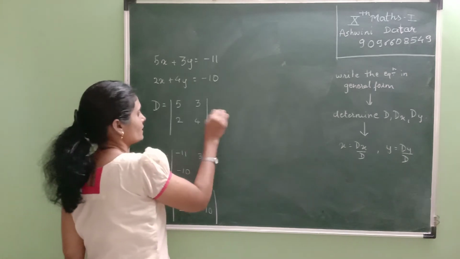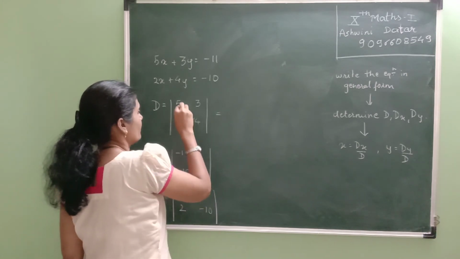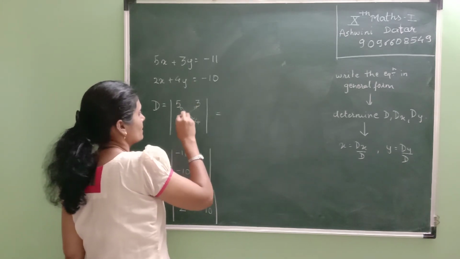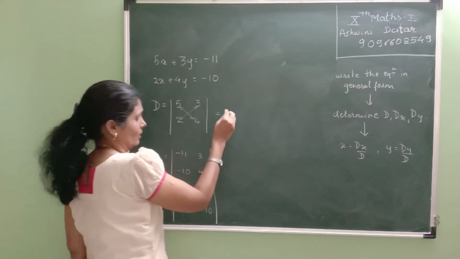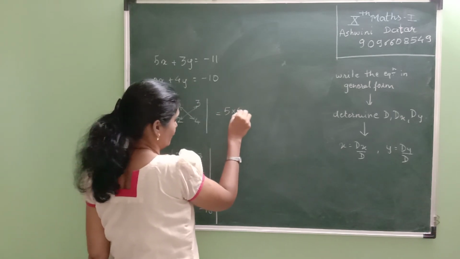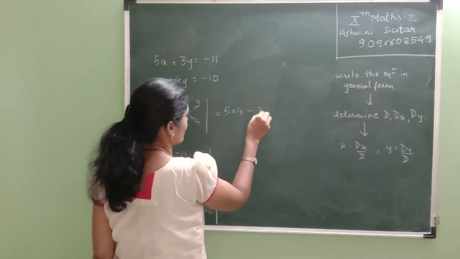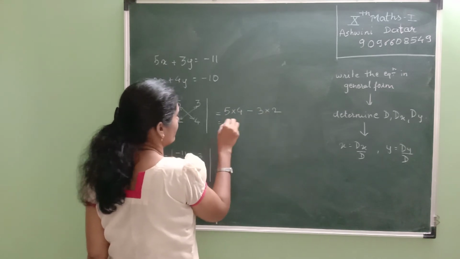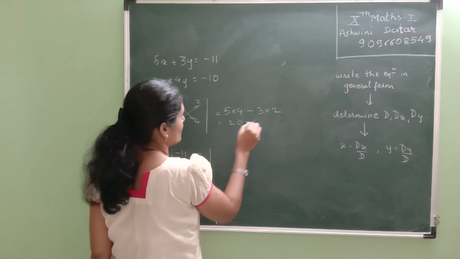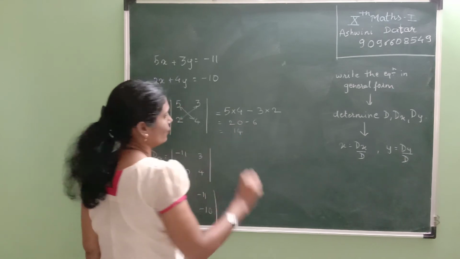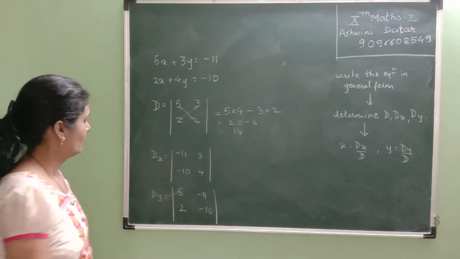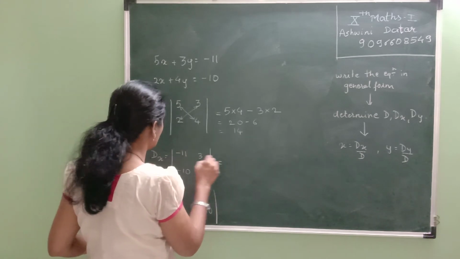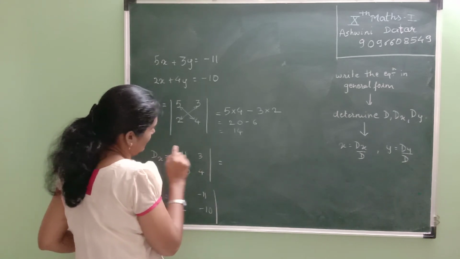Simple. How to solve these determinants? This term multiplied by this term minus this term multiplied by this term. So it is going to be 5 into 4 minus 3 into 2. That is 20 minus 6, which is equal to 14. Next, solve this determinant Dx.